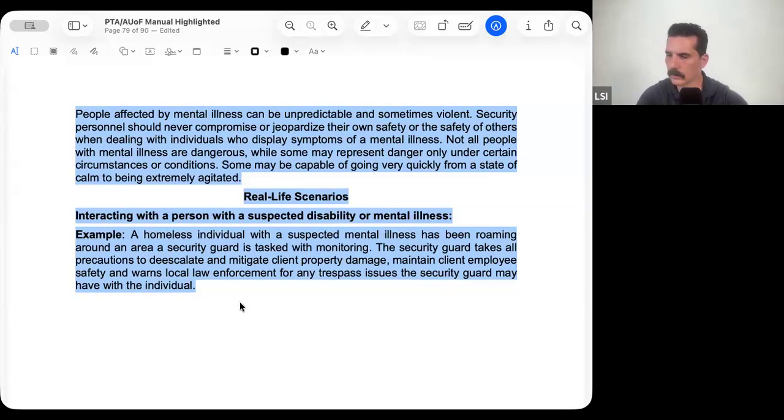Real-life scenarios. Interacting with a person with a suspected disability or mental illness. Example: a homeless individual with a suspected mental illness has been roaming around an area a security guard is tasked with monitoring. The security guard takes all precautions to de-escalate and mitigate client property damage, maintain client employee safety, and warns local law enforcement for any trespass issues the security guard may have with the individual.